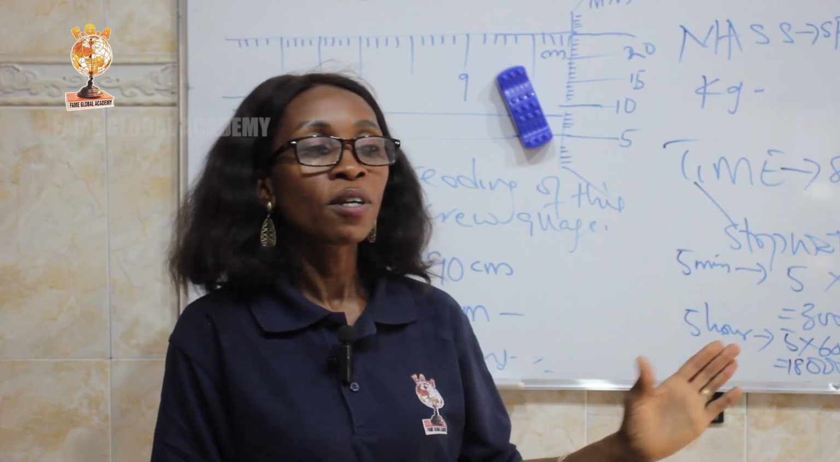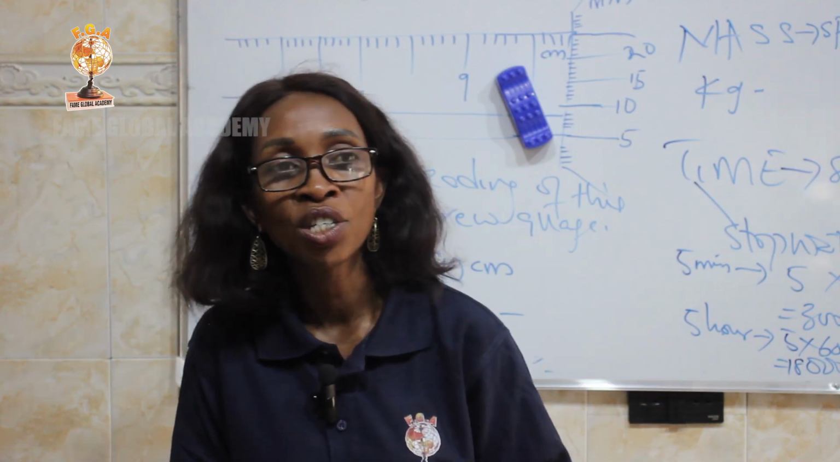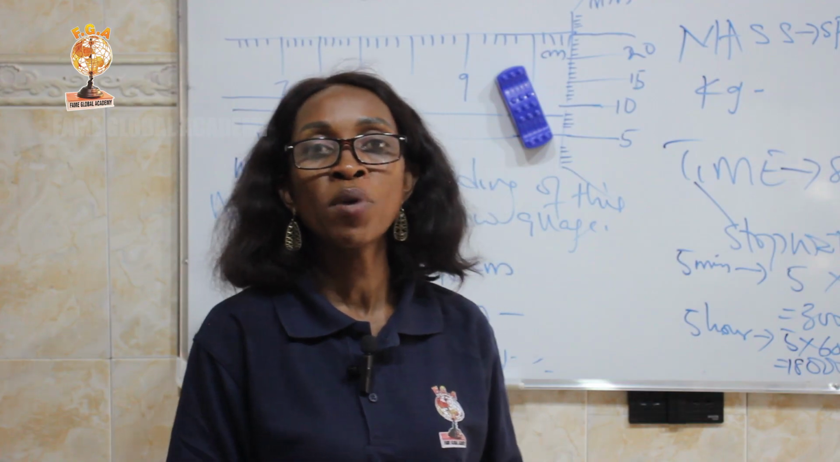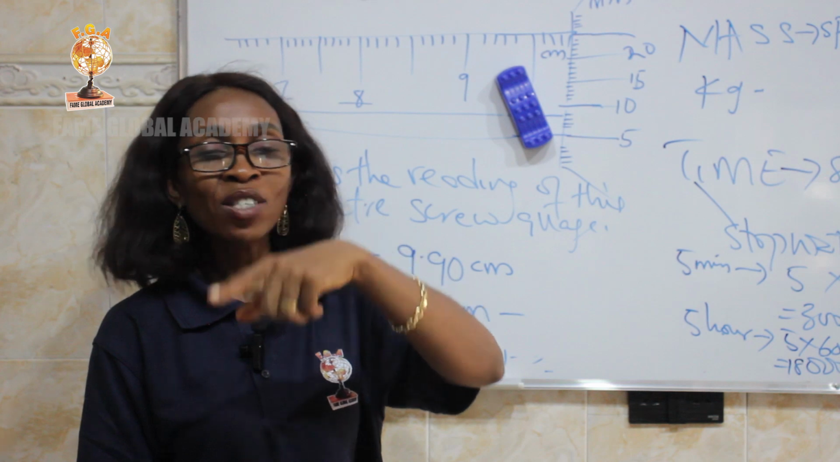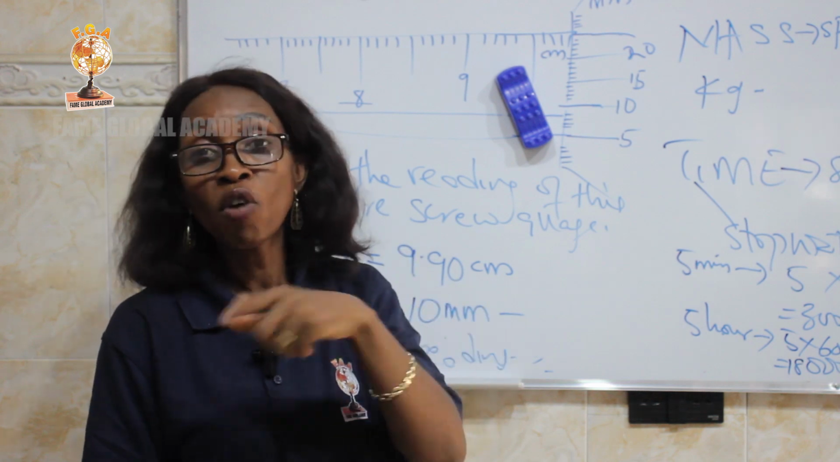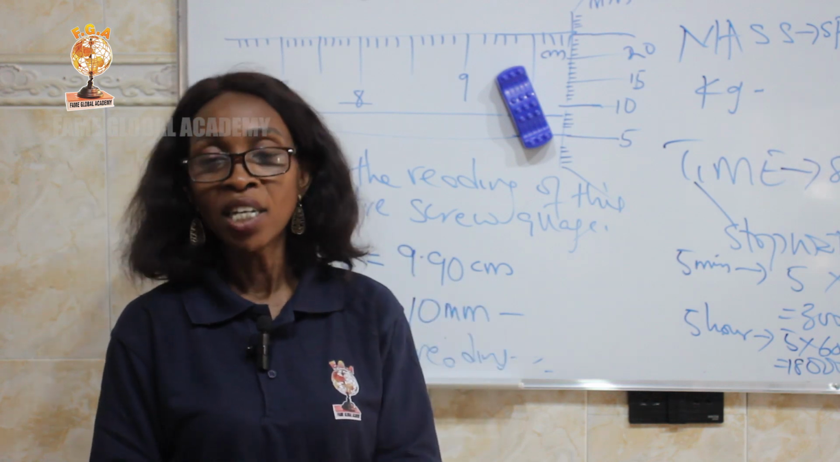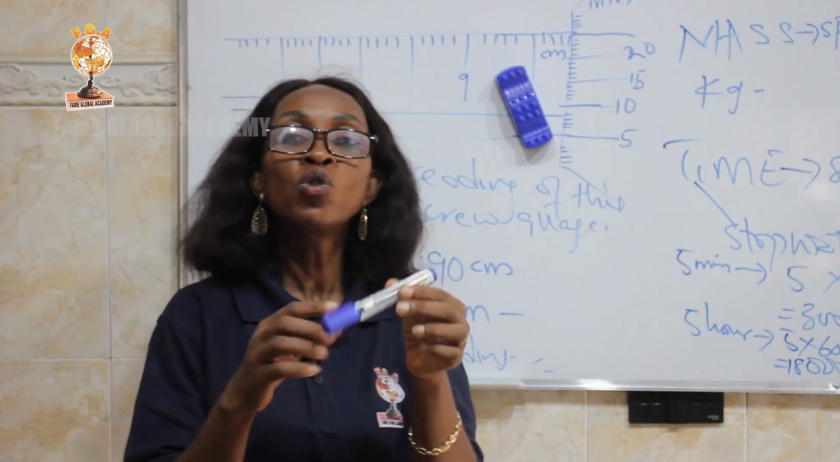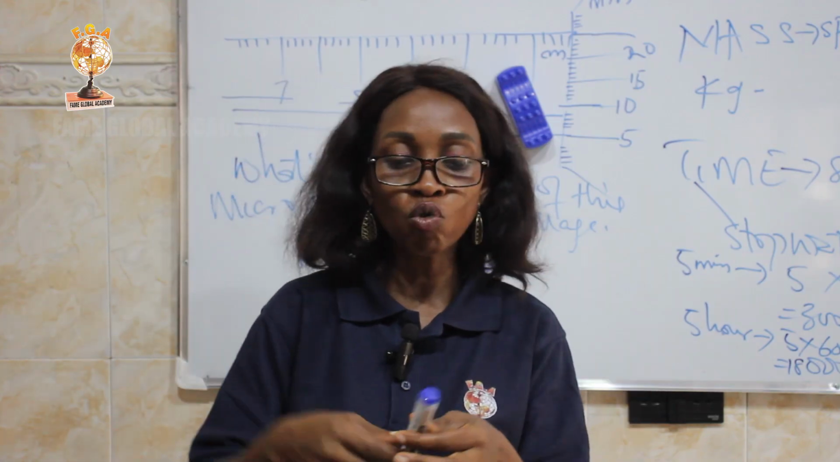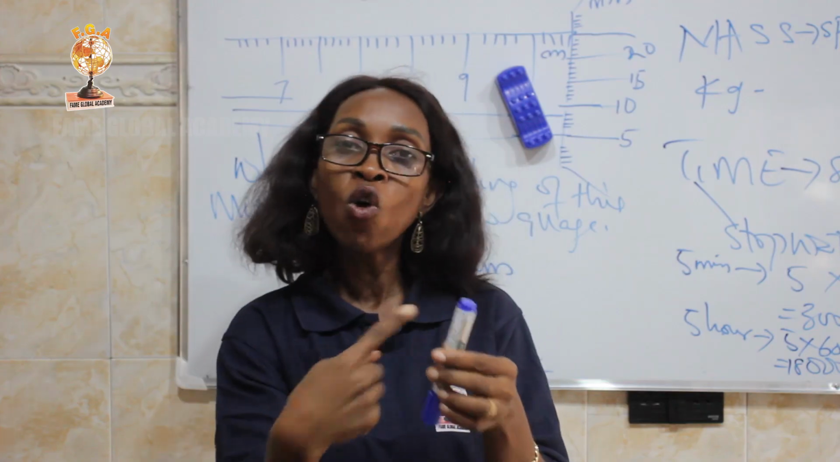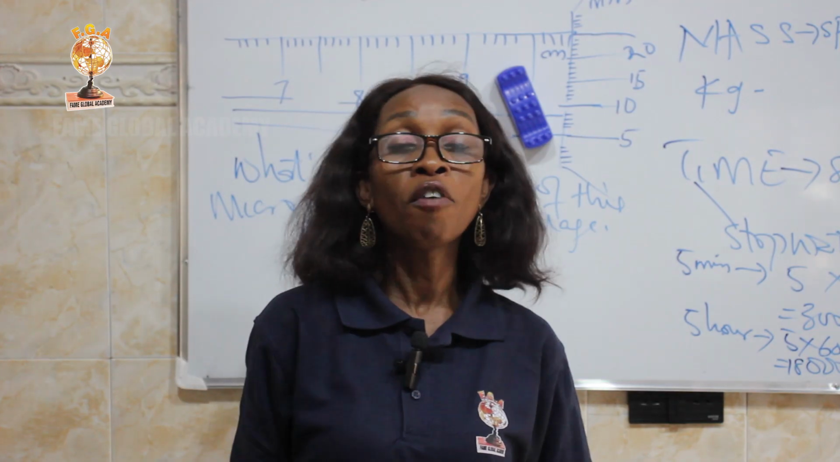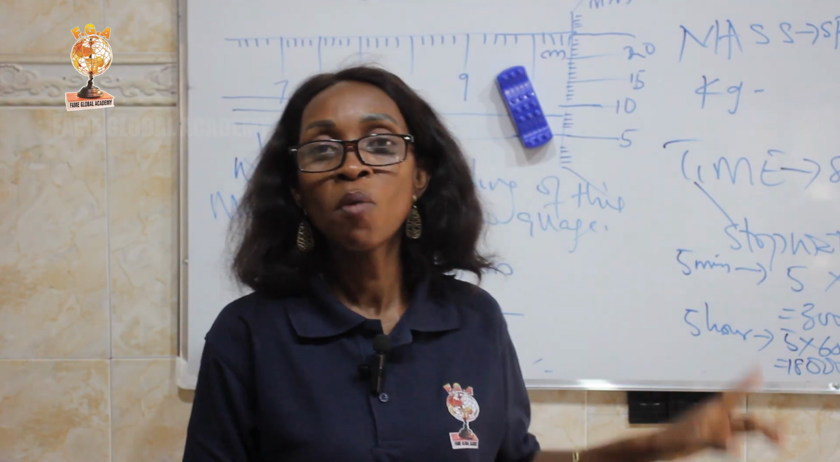And I also talked about the micrometer screw gauge. So the micrometer screw gauge is also used to measure length, the diameter of an object, that has to do with the external part of the object. I want to measure the diameter of this marker, so I have to use the micrometer screw gauge. I don't check the diameter inside, only the external part of the object I'm measuring. I use the micrometer screw gauge.